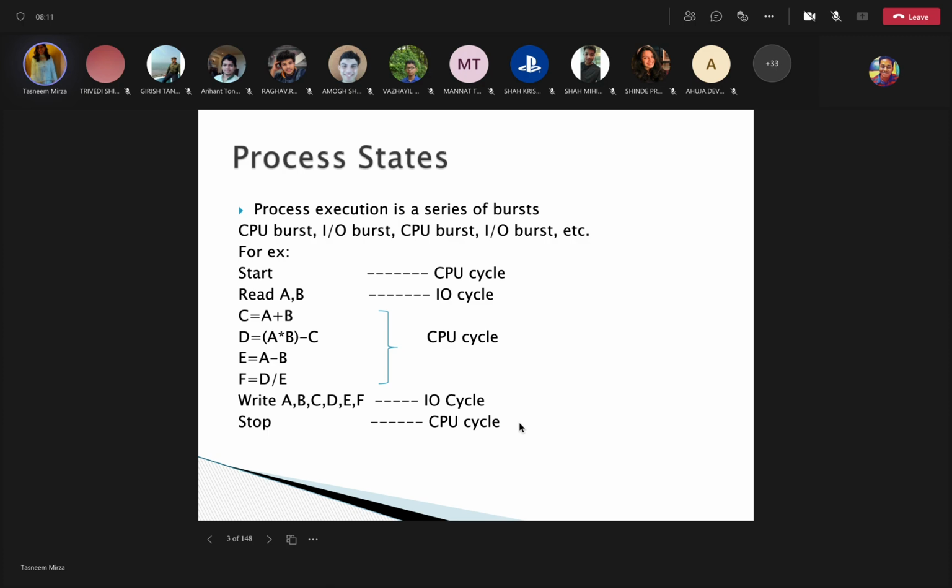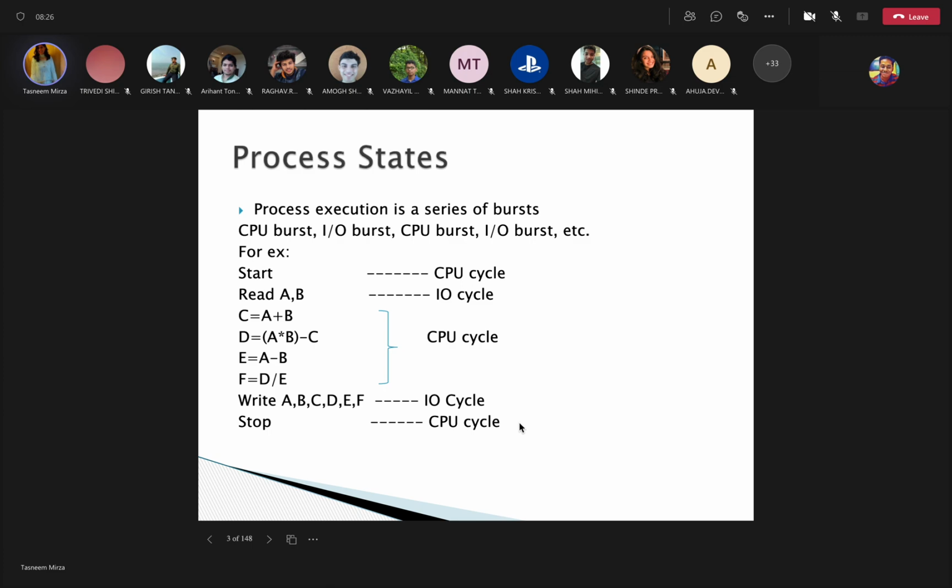So we come to another topic here. This is again one very important topic. You always have a question on this. That is: what are the different process states, and what is a process state transition diagram?